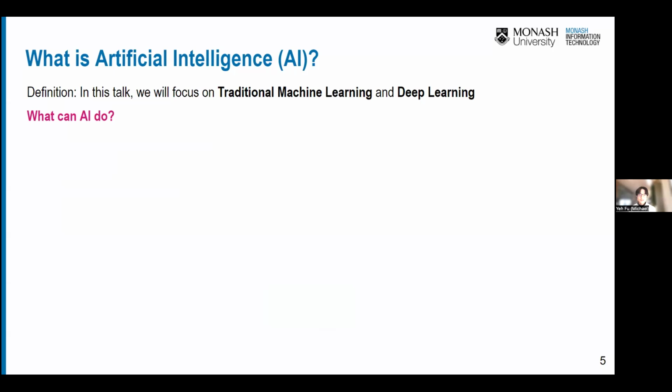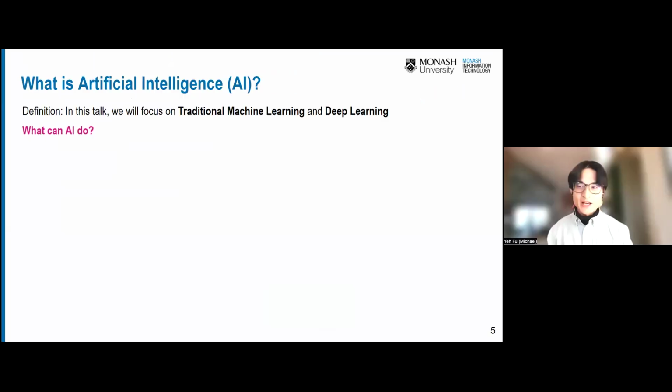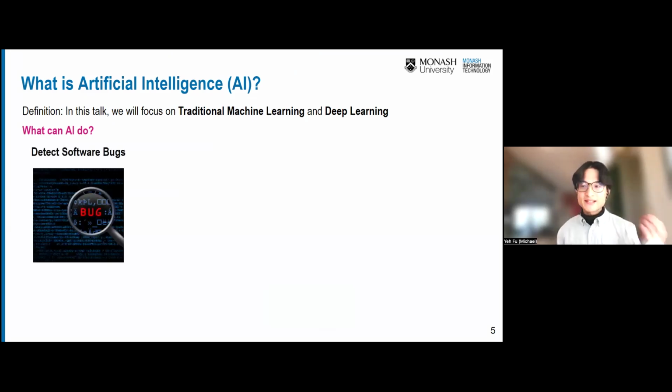So what is artificial intelligence? In this talk, I'll focus on traditional machine learning and deep learning. You'll probably ask, what can AI do, right? So let me give you a few examples. It can detect software bugs. For example, we can predict whether a software project is defective or not based on some features collected from the software project, for example, the number of developers included in this project, developers' experience in this project, and lines of code in this software project. Based on these collected metrics, our model is going to predict whether this project is potentially defective or not.